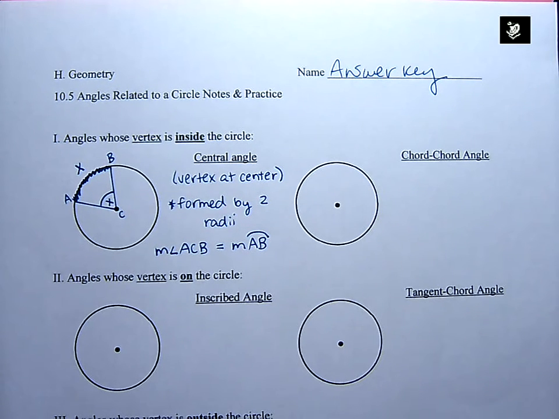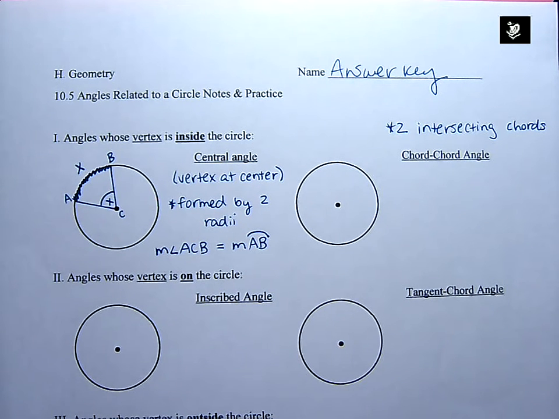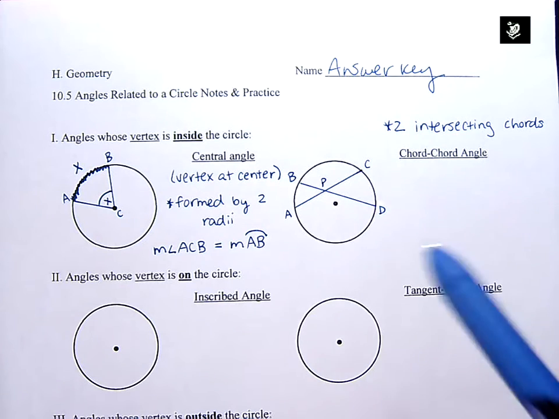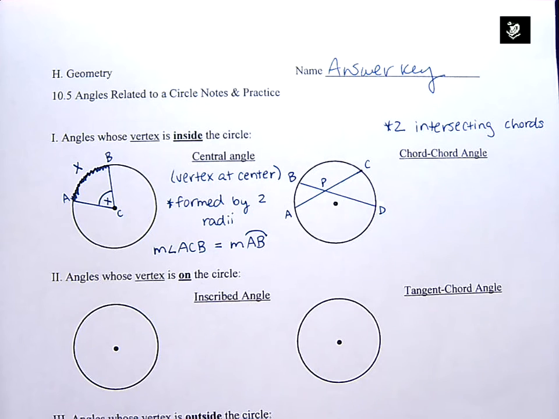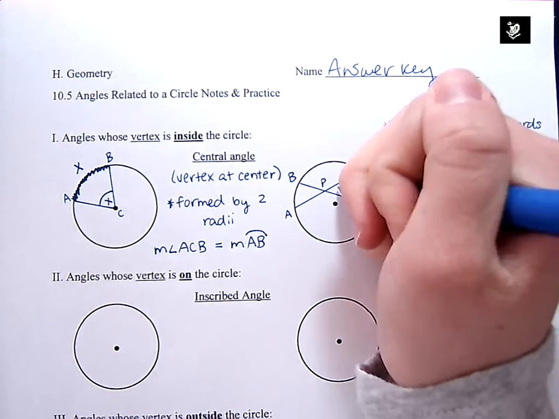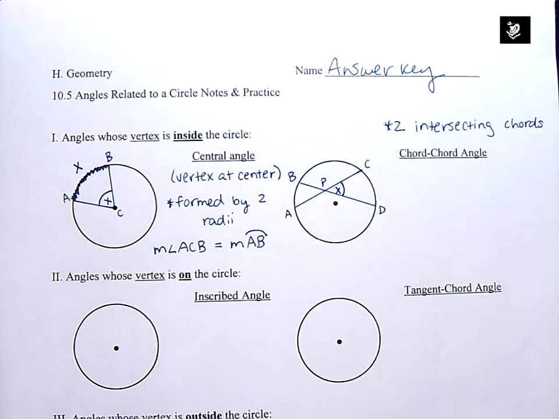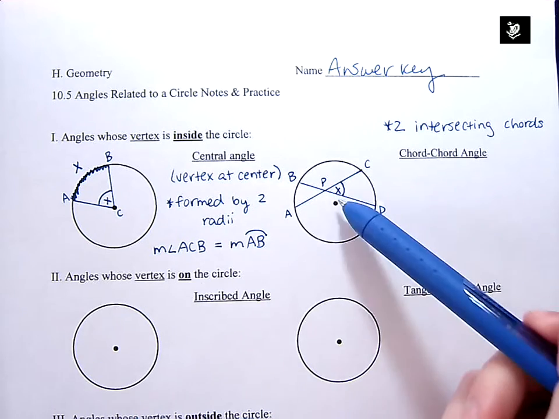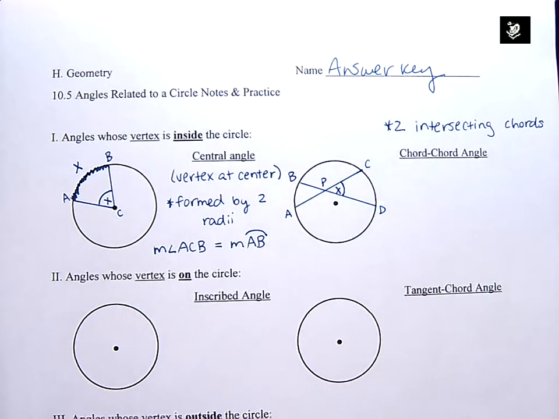The next type of angle we're going to talk about, whose vertex is also located inside the circle, is a chord-chord angle. And a chord-chord angle is formed by two intersecting chords. So I'm going to draw two chords in the circle. So we've got chord AC and chord BD, and they intersect at point P. So the angle I'm referring to could be one like here. Okay, so I'm going to label that with X. Notice that the vertex is not at the center. It could be really anywhere in the circle.